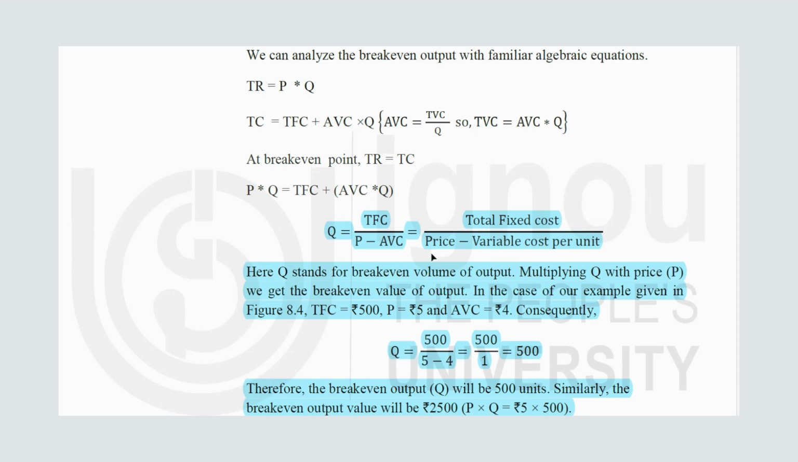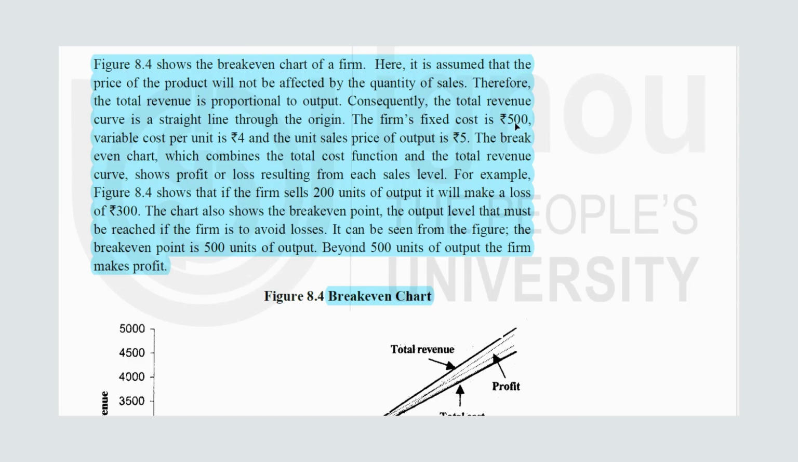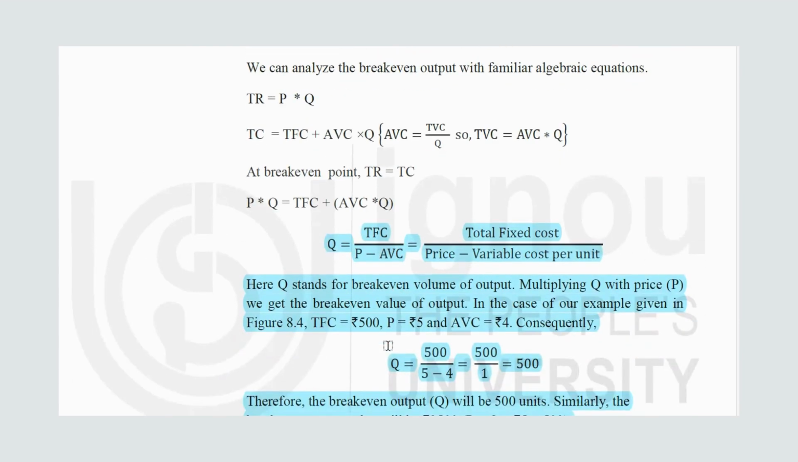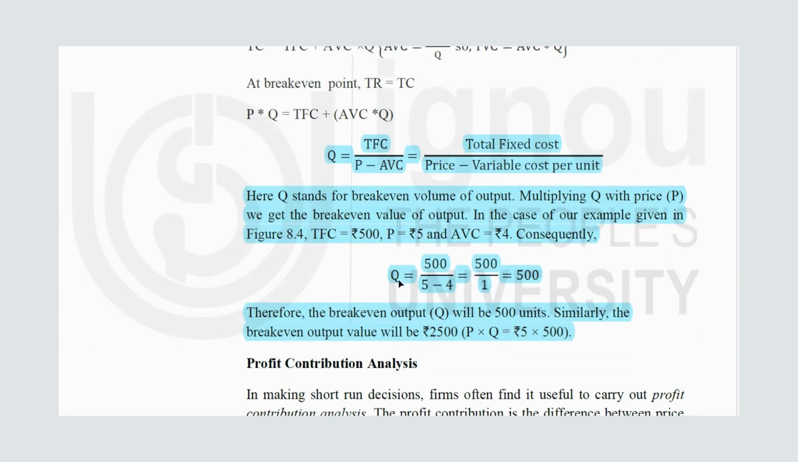From the example, let's see what the total fixed cost is, what the price is, and what the average variable cost is. Here the fixed cost given is 500, the variable cost is rupees 4, and the sales price is rupees 5. So when we put these values in this formula, what we get is Q equals fixed cost, we got 500, right?